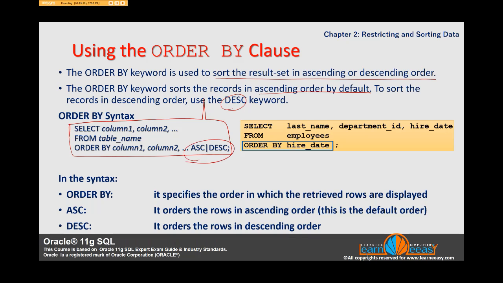In the syntax, ORDER BY specifies the order in which the retrieved rows are displayed. ASC orders the rows in ascending order, which is the default order. DESC orders the rows in descending order. If the ORDER BY clause is not used, the sort order is undefined, and the Oracle server may not fetch rows in the same order for the same query twice. Use the ORDER BY clause to display the rows in a specific order.